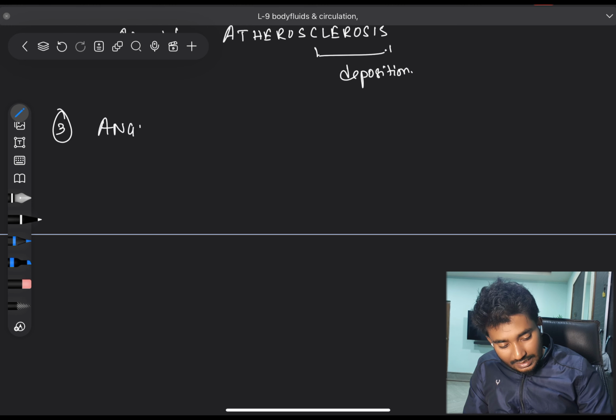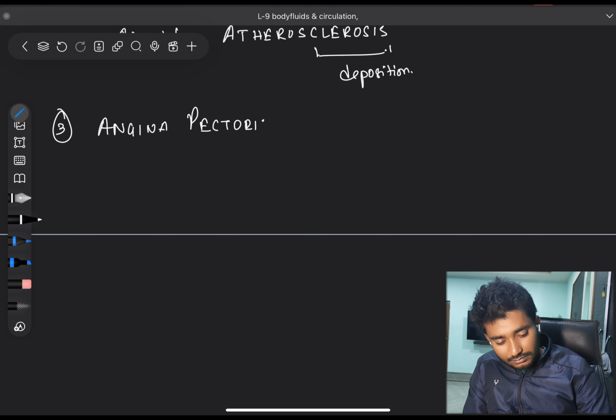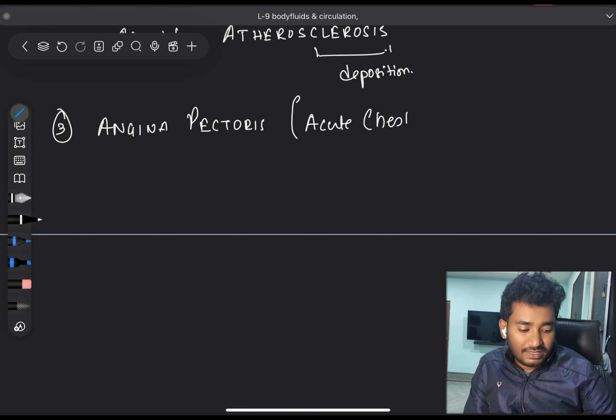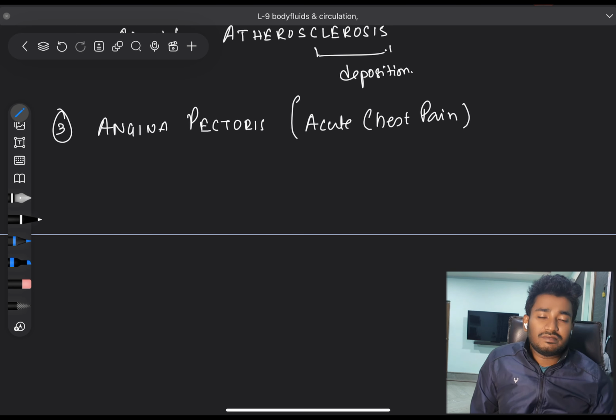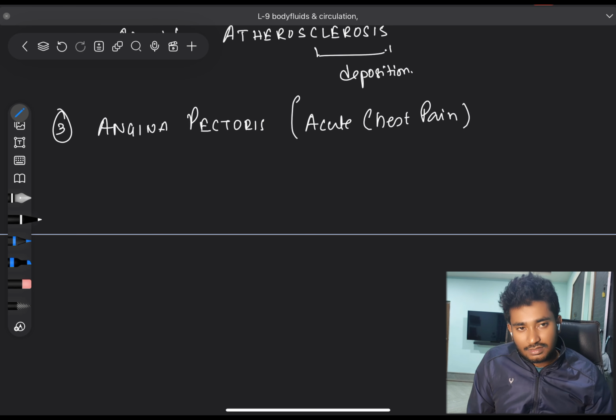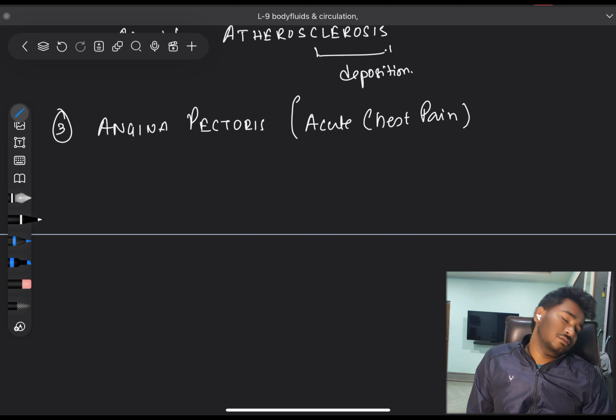Three is angina pectoris. It is also called acute chest pain. What do you mean by acute and chronic? Acute means developed suddenly. Chronic means developed over a long period of years. Okay, so this is the difference between acute and chronic.